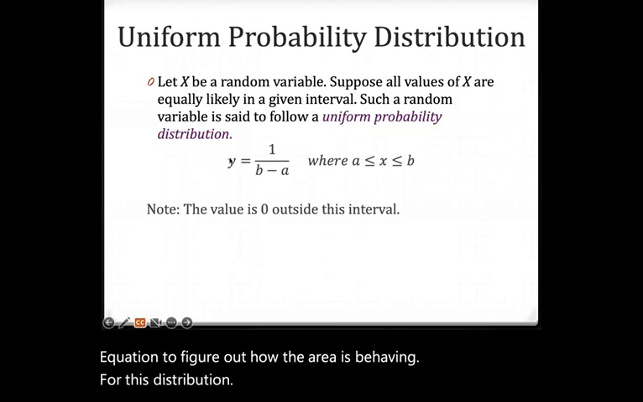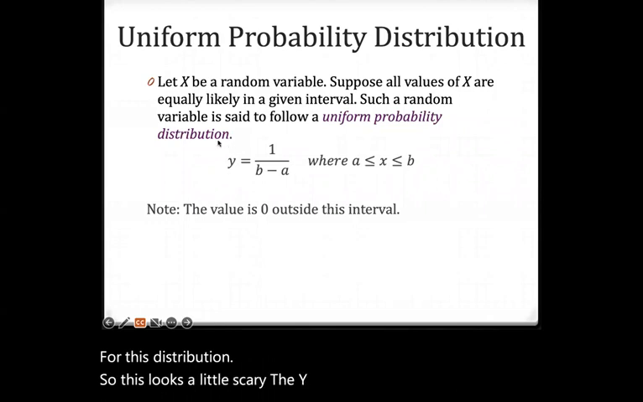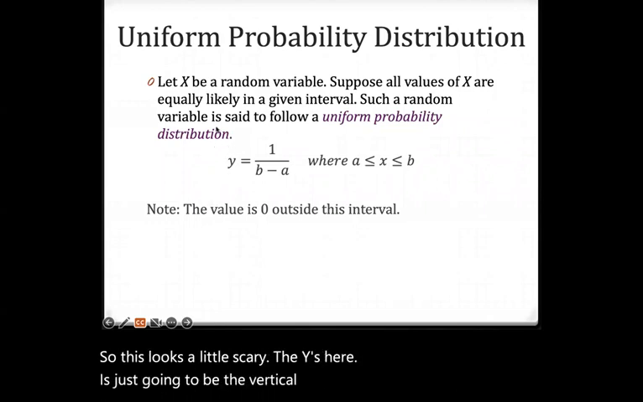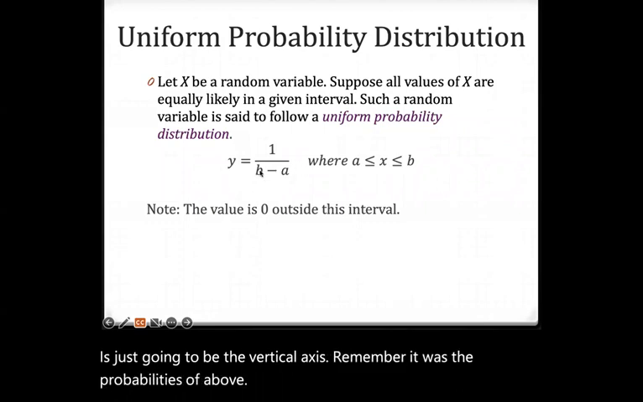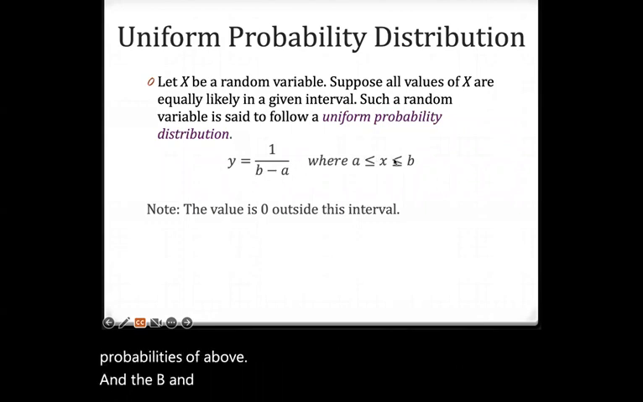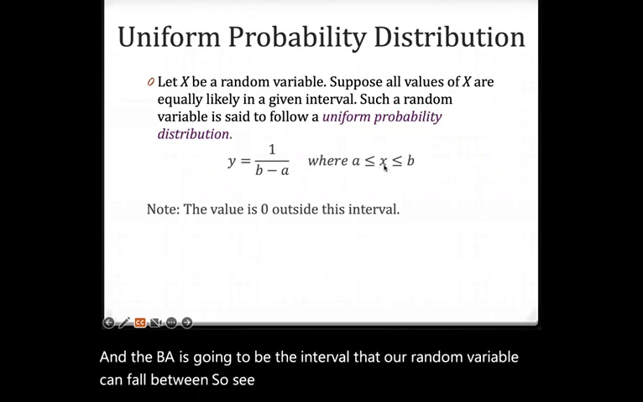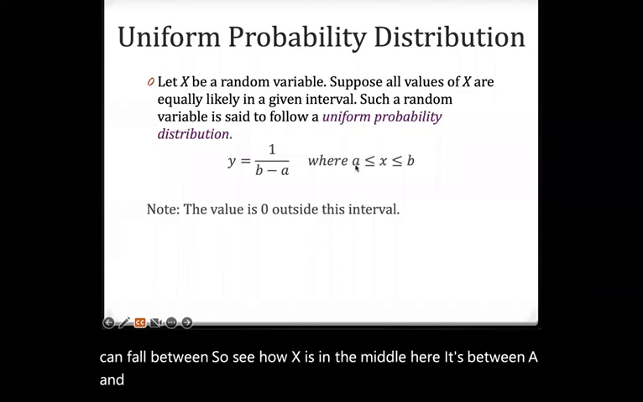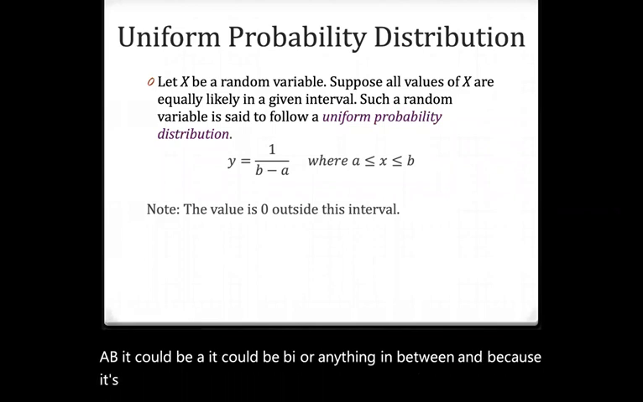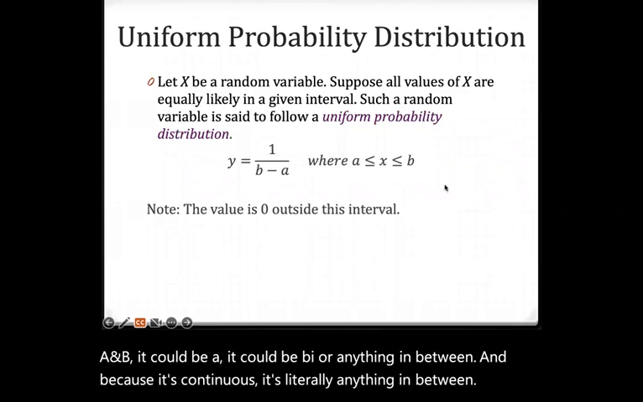So this looks a little scary. The y here is just going to be the vertical axis. Remember, it was the probabilities up above. And the b and a is going to be the interval that our random variable can fall between. So see how x is in the middle here? It's between a and b. It could be a, it could be b, or anything in between. And because it's continuous, it's literally anything in between. So let's move into it.